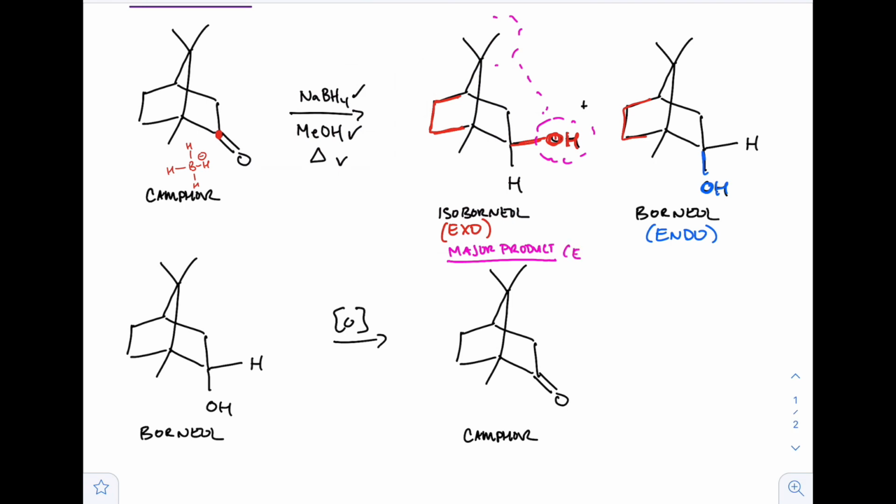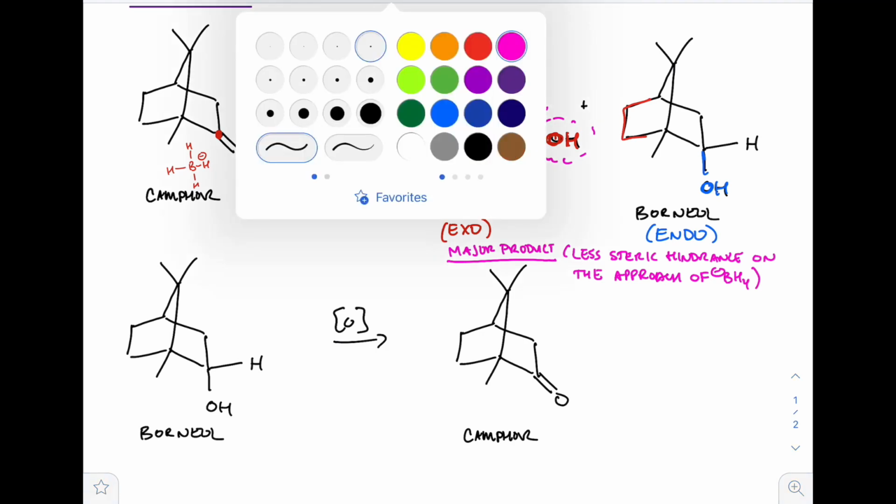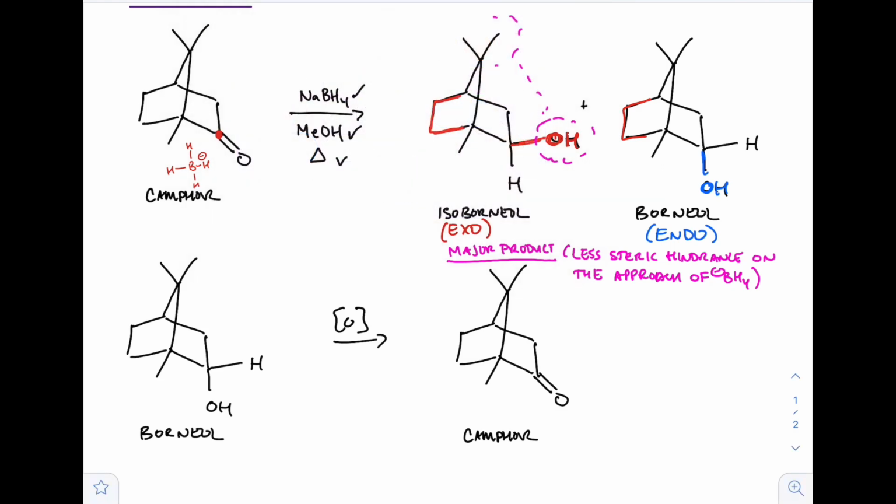So that's less steric hindrance on the approach of BH4. Okay. And there you have it. So now that is the synthesis, right?